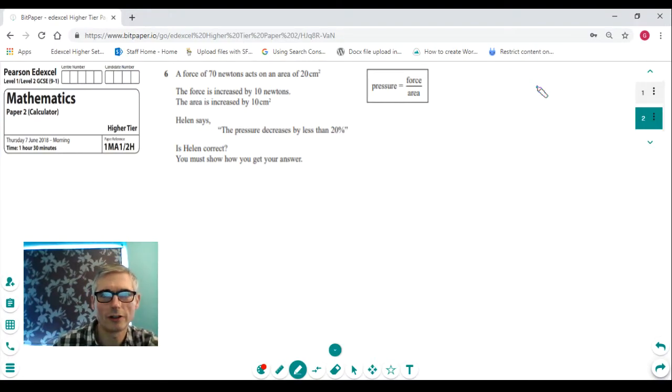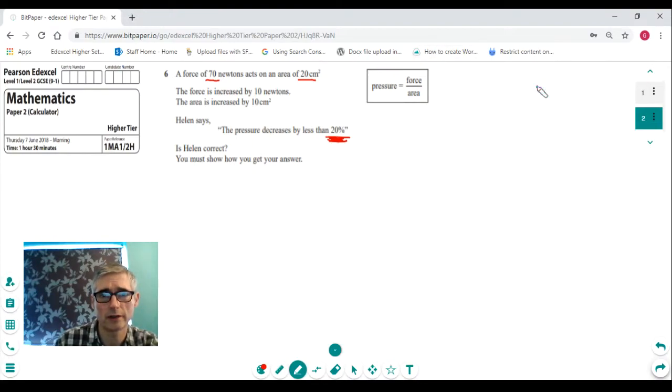I'm currently going through the Edexcel Higher Tier Paper 2, which is a calculator paper from 2018. This is question 6, and this is a percentage question. So we're looking to check whether the amount of pressure has decreased in this case by 20%. It says that initially we've got a force of 70 newtons acting over an area of 20 centimetres squared, and we're given this formula.